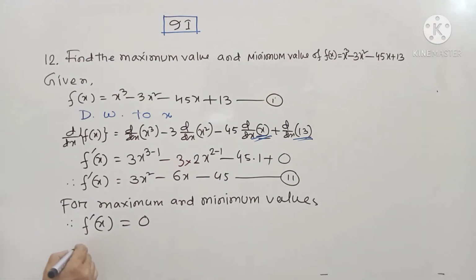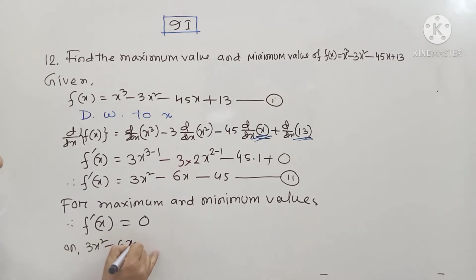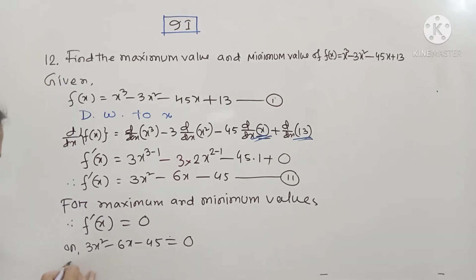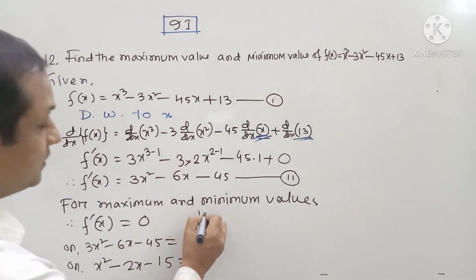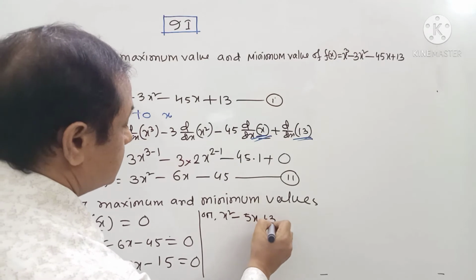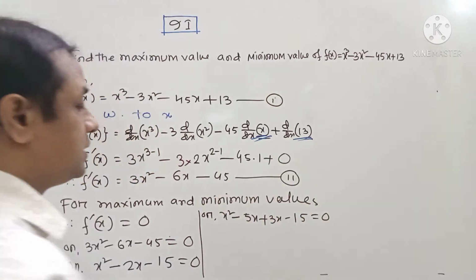Now putting the value of f prime x, here f prime x equals 3x squared minus 6x minus 45 equals 0. Then find the value of x. Now here dividing both sides by 3, so we have x squared minus 2x minus 15 equals 0. Now the middle term, so we can write x square minus 5x plus 3x minus 15 equals 0.